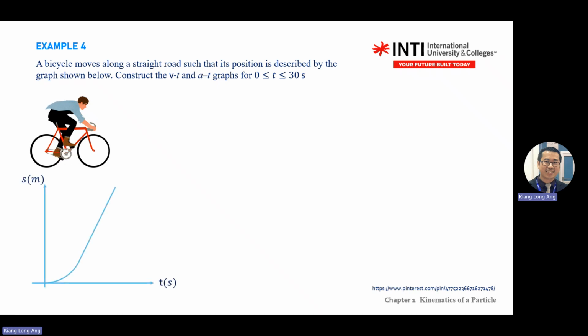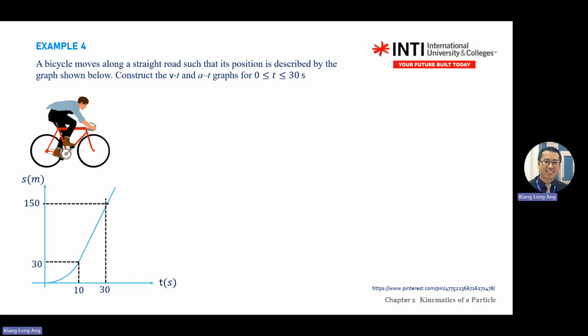So you're given one graph like that, s versus t, and then there is a graph like that, right? You're given some time there. At t equal 10 seconds, it reached 30 meter. At time equal 30 seconds, it reached 150 meter. So you have this kind of graph.